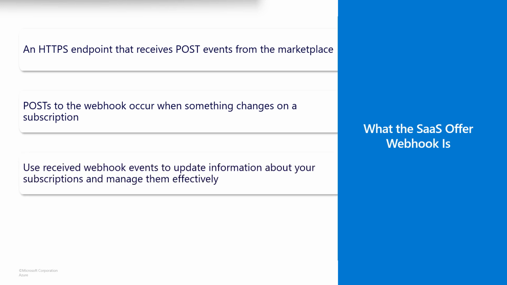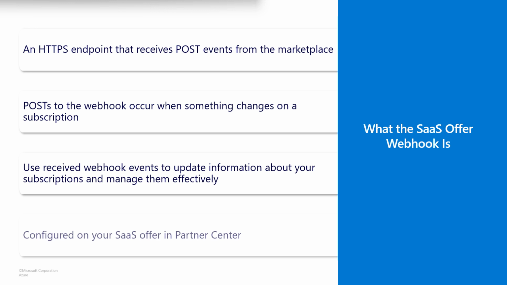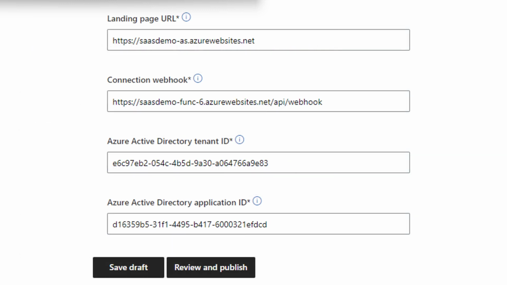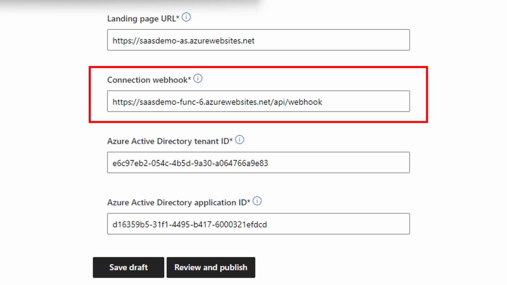Now, usually you'll want to keep a management system for your subscriptions, or at least a record of what happens to a subscription over time. And this webhook provides the information you need to keep such a system up to date. And just like the URL on the landing page, the URL to the notification endpoint is configured in the technical configuration section of Partner Center. And that's just what we see here. This is the technical configuration section of a SaaS offer in Partner Center. And if this isn't self-evident, this is where you put the URL to your webhook.